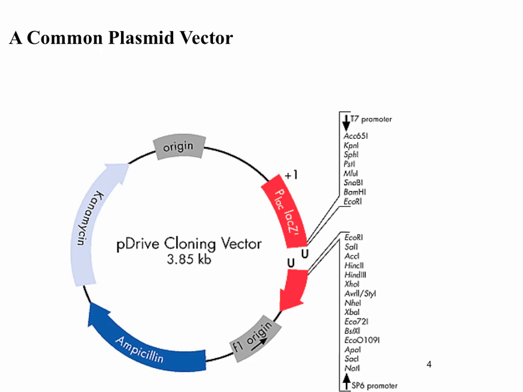You can also use a positive selection, like sometimes there are ones that will glow. You guys are probably going to do a pGLO transformation in lab, which is a nifty plasmid that if the cell gets it and you express it, then you just look at it with a black light and the cells will glow green, which is kind of nifty.